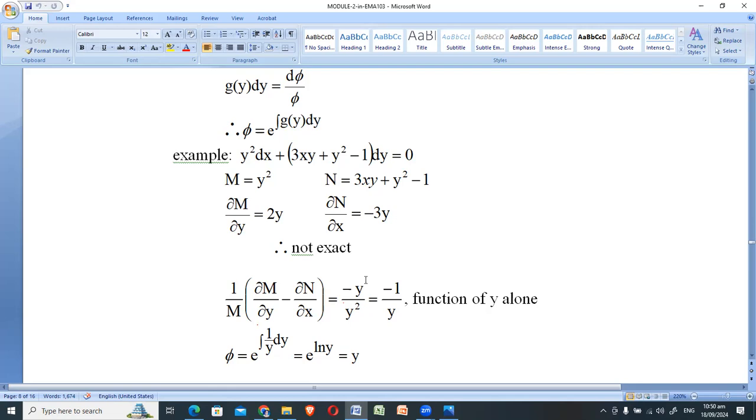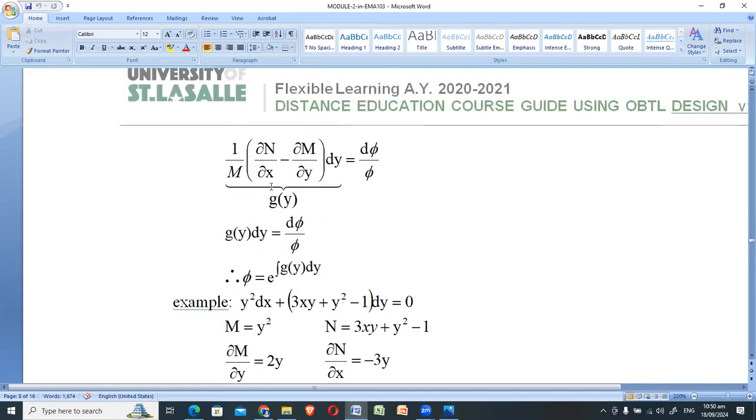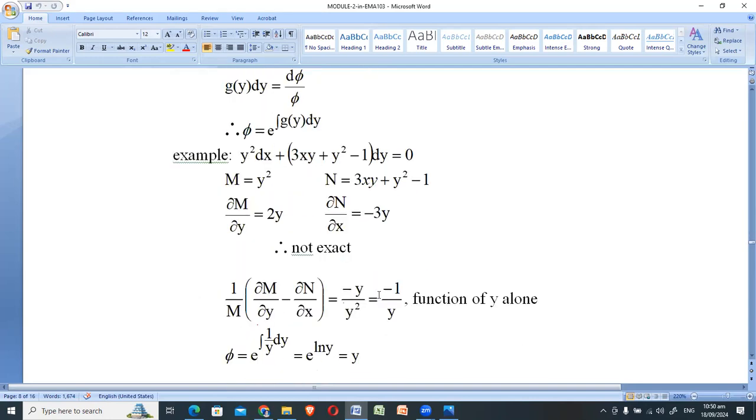So determining the integrating factor requires you to use this formula, this one. Okay, so we will use that formula. And by the way, there's another typo here. This should be positive only, positive 3y, because that one is positive, so it's not negative. So your g of y here is 1 over m times the partial derivative of n with respect to x minus partial derivative of m with respect to y.